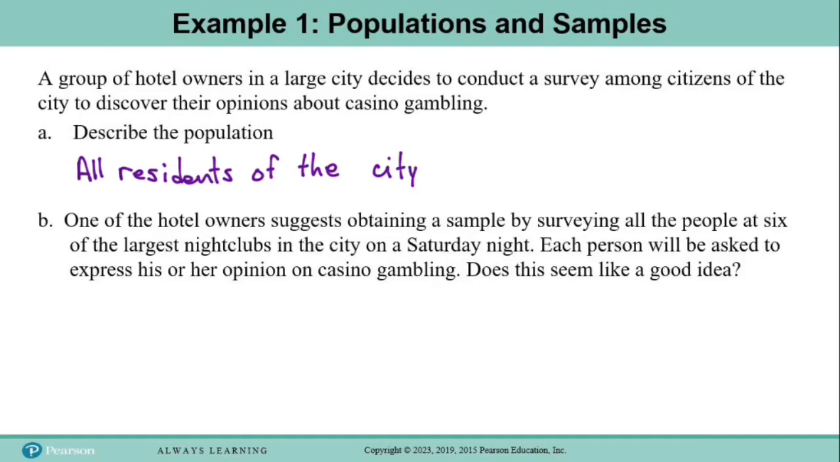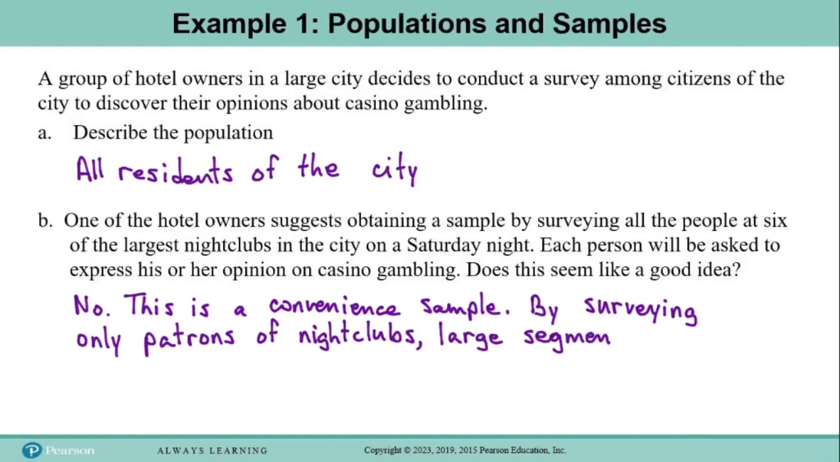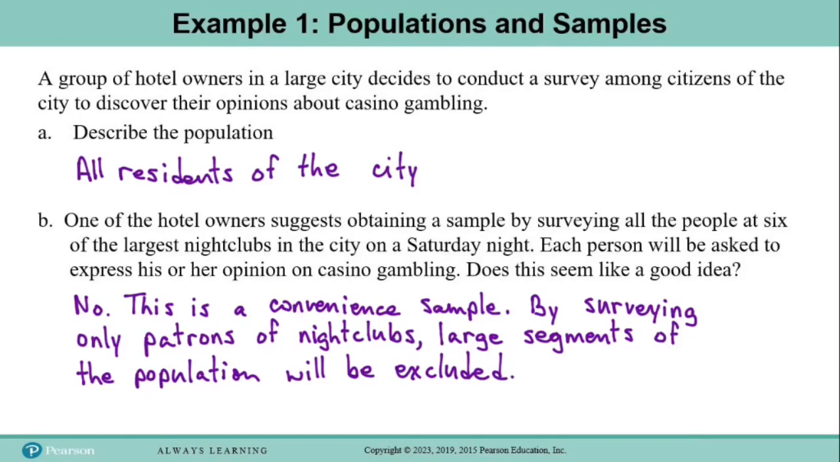And this kind of sampling where we just get to whoever's easy to get to and include those people in our sample, that's called a convenience sample. And a convenience sample is never a good idea because it never properly represents the whole cross-section of the population. So let's write, no, this is a convenience sample. By surveying only patrons of nightclubs, large segments of the population will be excluded.